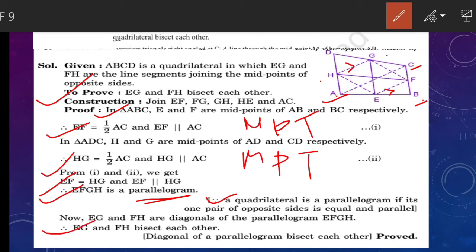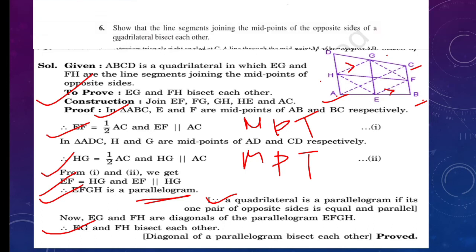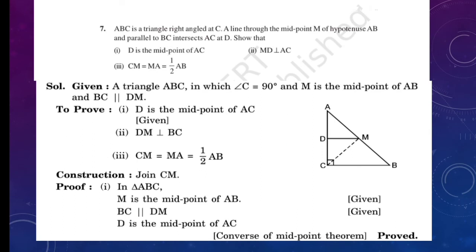So since this is a parallelogram, EG and HF are the diagonals of this parallelogram and they will always bisect each other. So our sixth one is also proved using MPT and the property of a parallelogram. Now we have come to the last sum of this exercise, that is sum number 7.